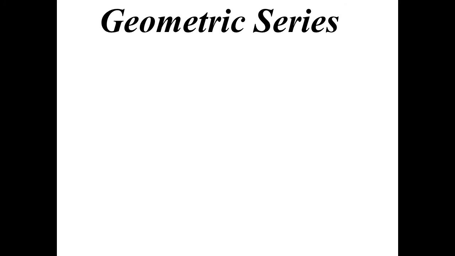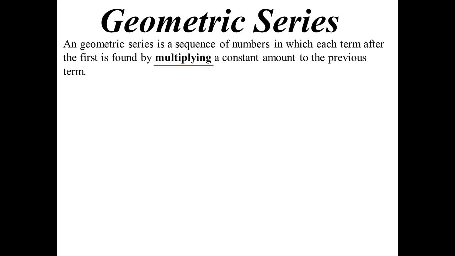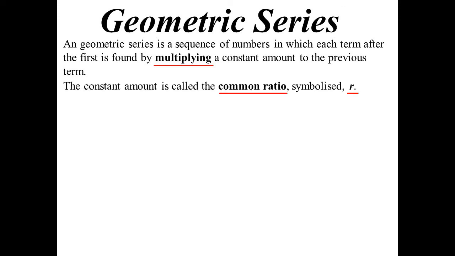Okay, well, let's now look at the other type of special series that we want, and that's the geometric series. Now, the definition, you'll notice, is quite similar to the arithmetic one. The only difference is instead of adding a constant amount, we're now multiplying by a constant amount. And that constant amount we call the common ratio. So we symbolize it with an R.